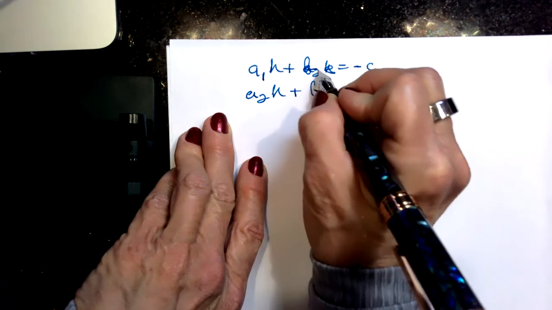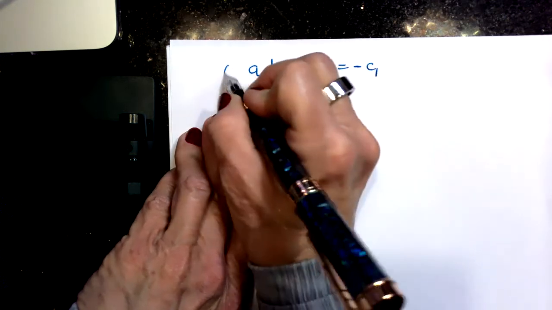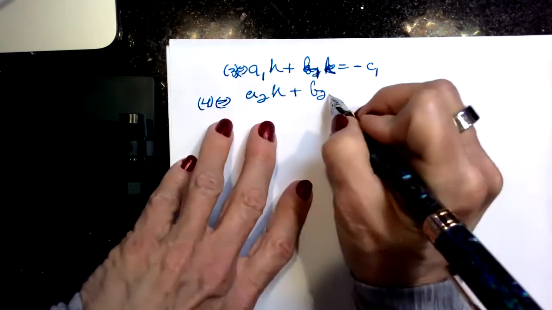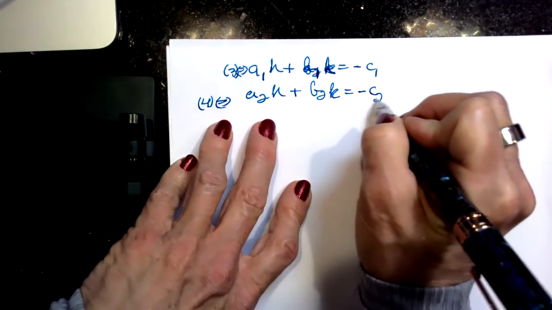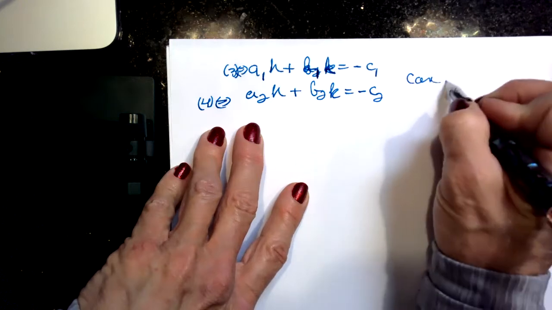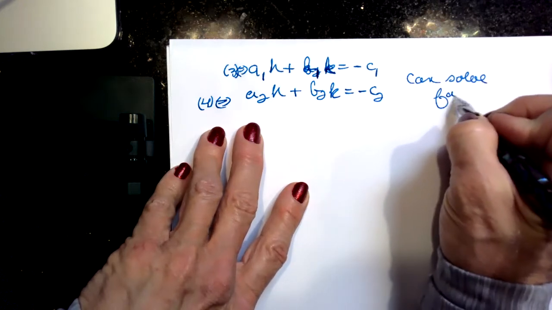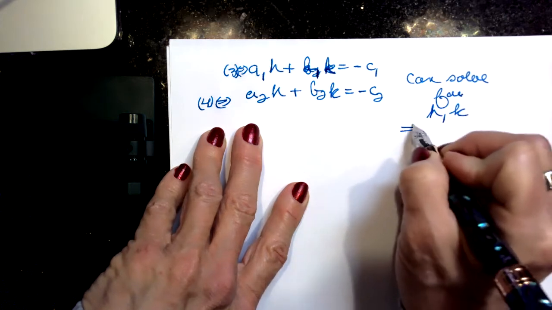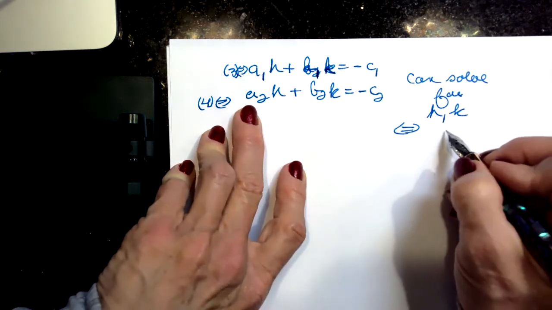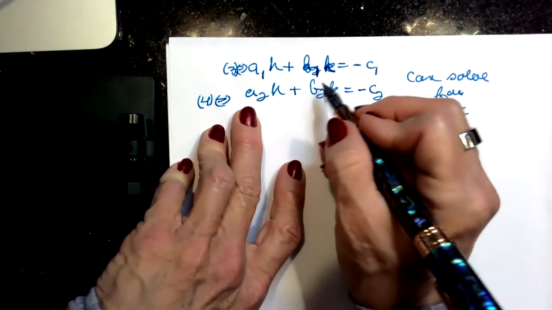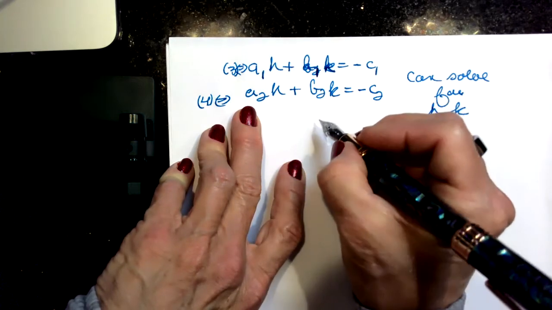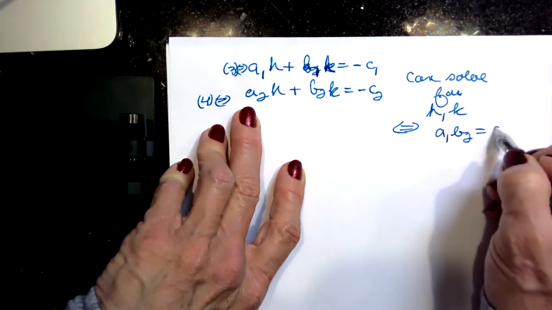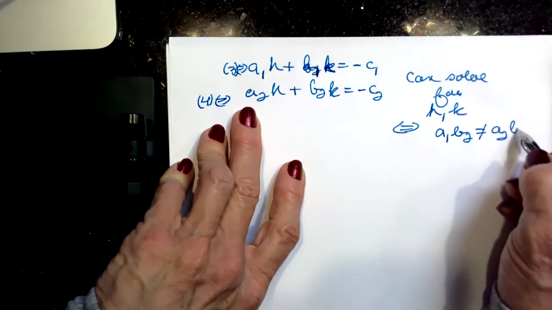I'm sorry, this should be a B1K. That was equation 3, or what's equivalent to equation 3, and what's equivalent to equation 4. This is a B2K is minus C2. You can solve for H and K if and only if the determinant of the coefficient matrix of H and K is non-zero, which says that A1B2 is not equal to A2B1.